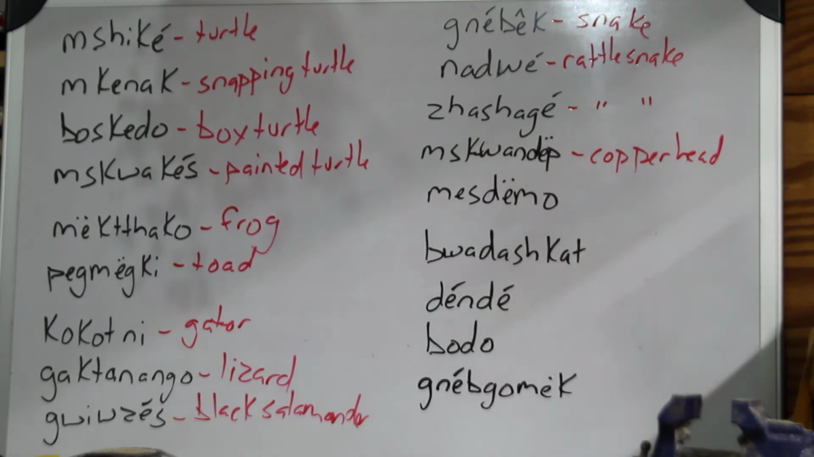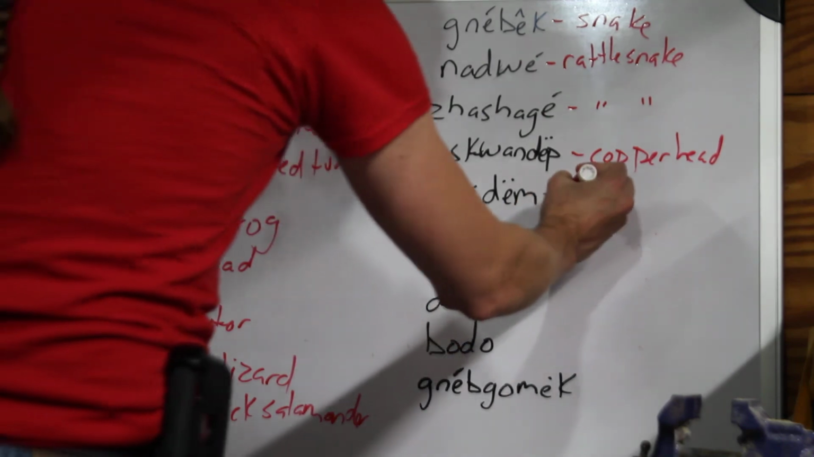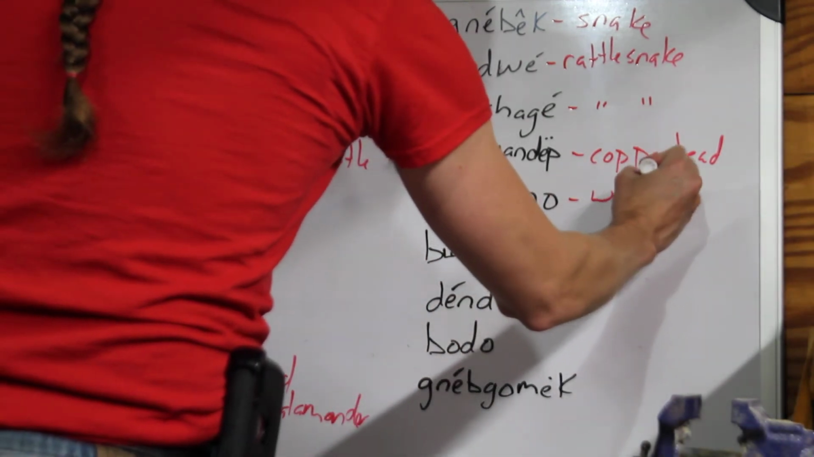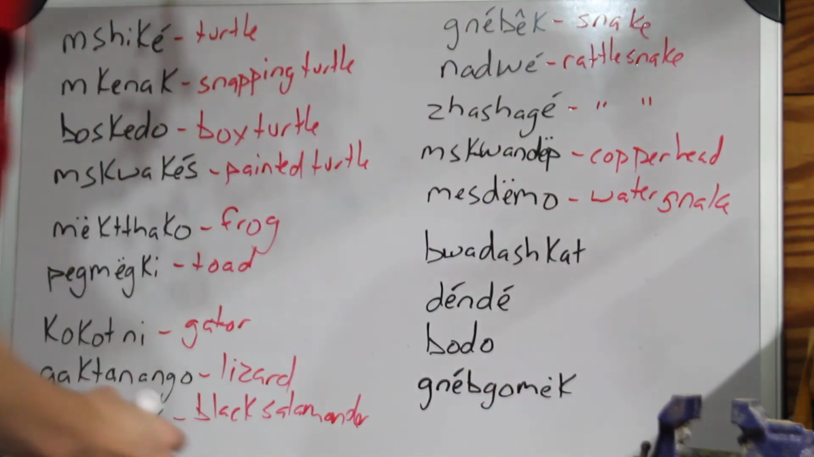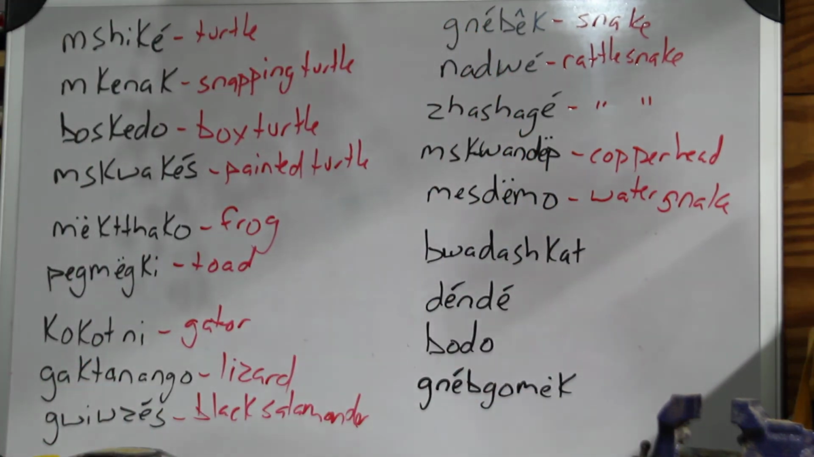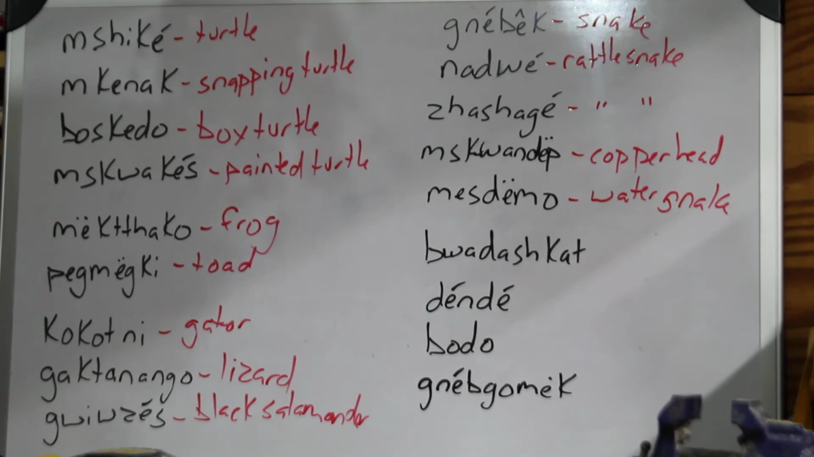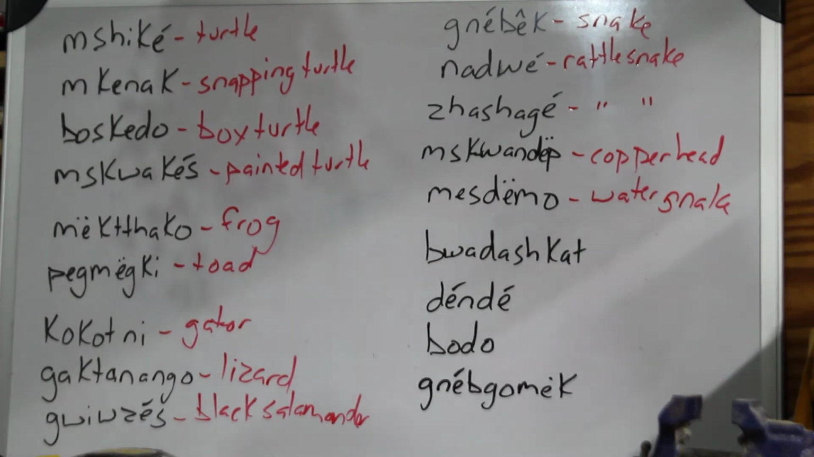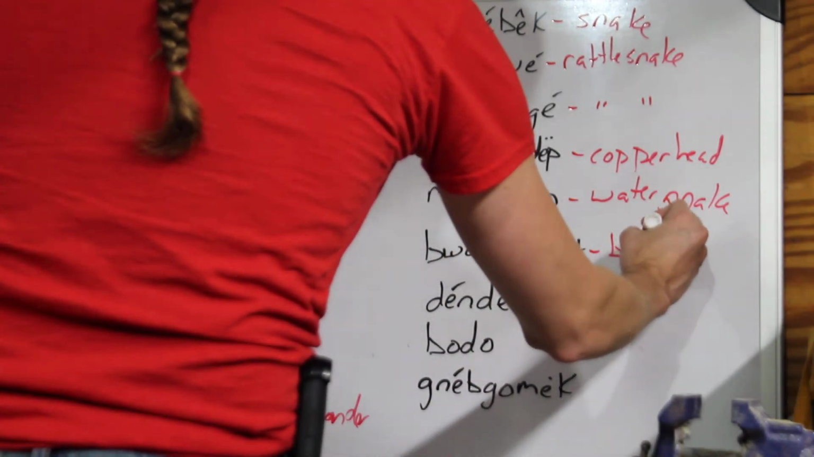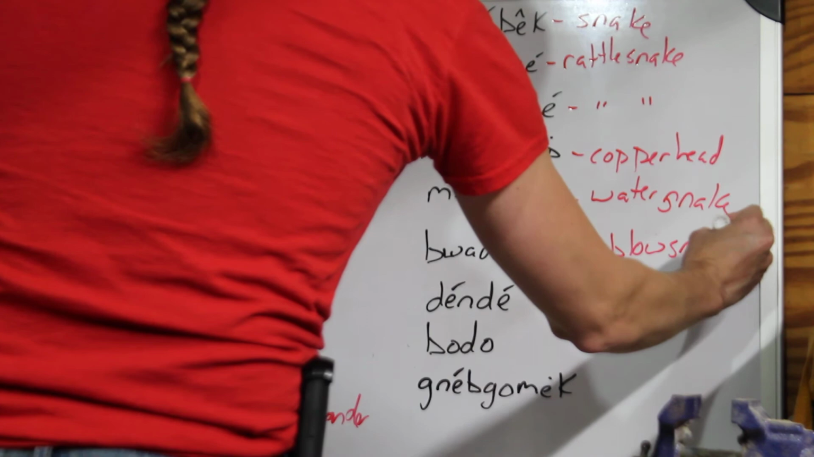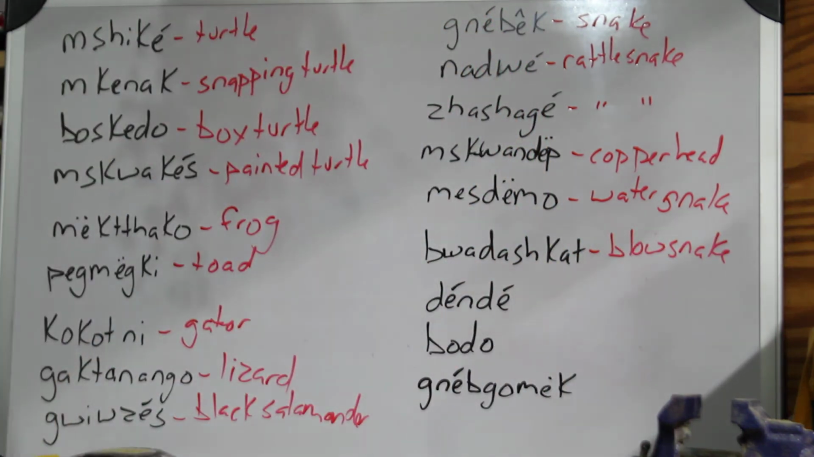Below that we have Mistamo. Mistamo is a water snake. Below that we have Bwadashkat. Bwadashkat is a blow snake. Once you see their neck puffs up, Bwadashkat.